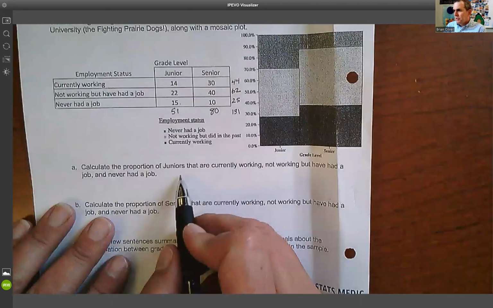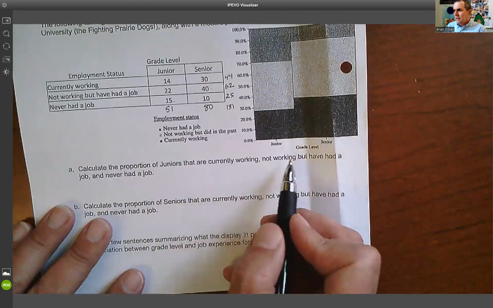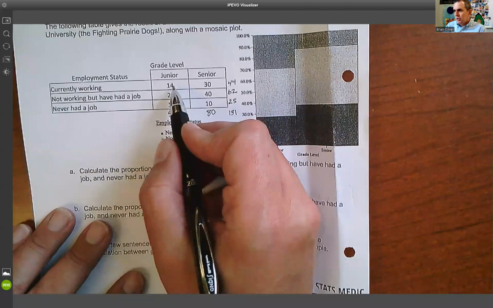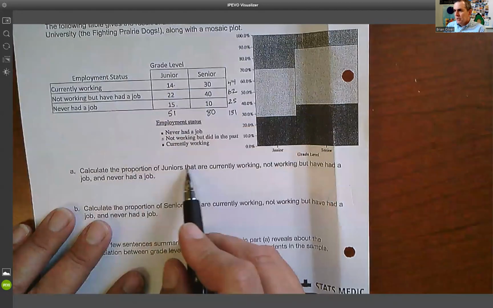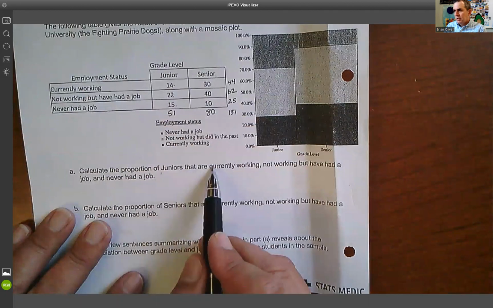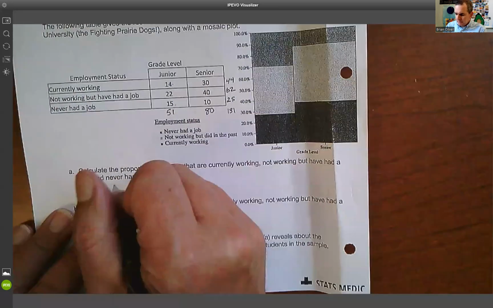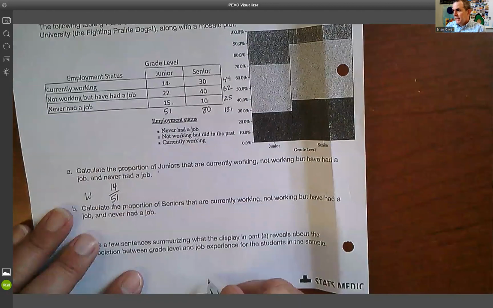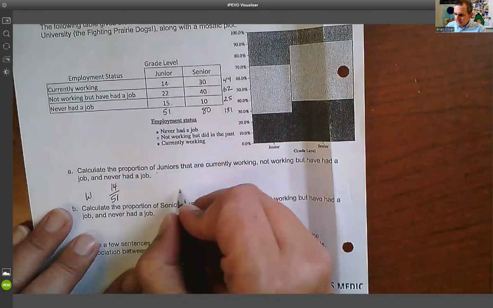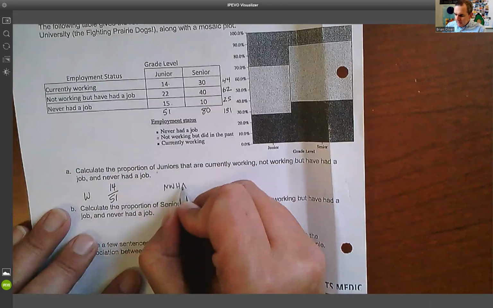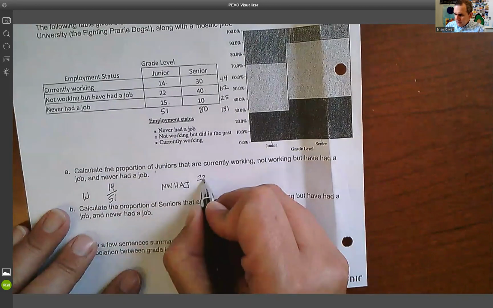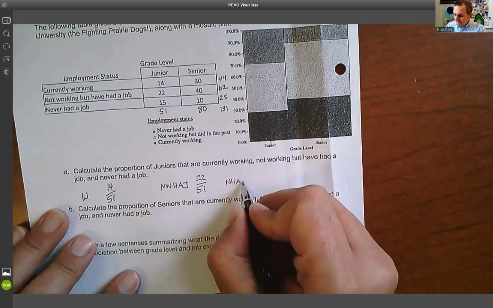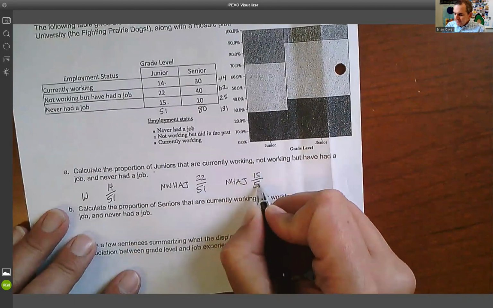So calculate the proportion of juniors that are currently working, not working but have had a job, and have never worked. So we're looking at juniors, so it's out of this one. The proportion of juniors that are currently working: 14 out of 51. The next one, not working but had a job: that's 22 out of 51. And never had a job: that's going to be 15 out of 51.